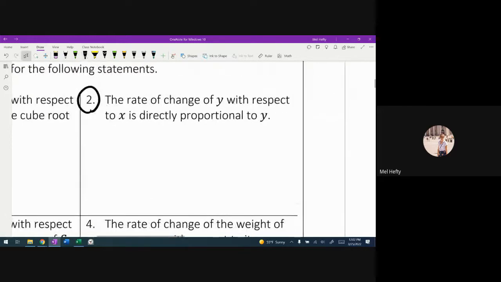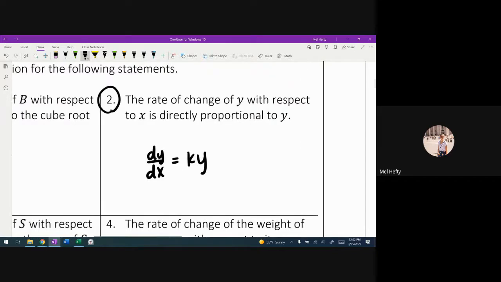All right, this one, the rate of change of y with respect to x. What am I going to write? dy/dx, our good old friend, is directly proportional to y. I'm going to put my constant of proportionality, I'm using k, and then y. Again, direct, we're just multiplying. All right, I think we're getting better at this.